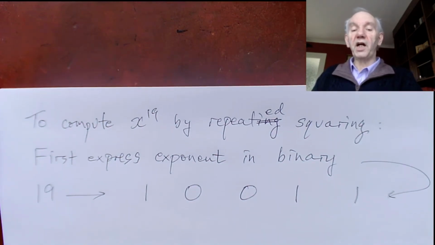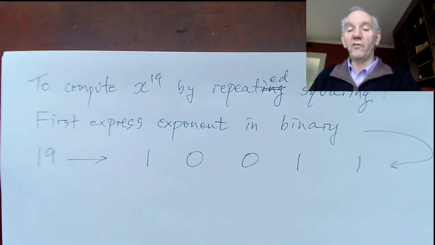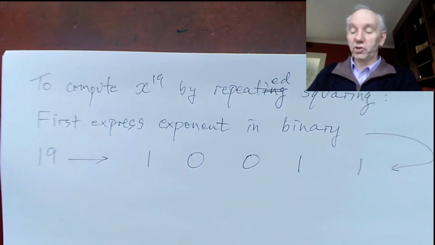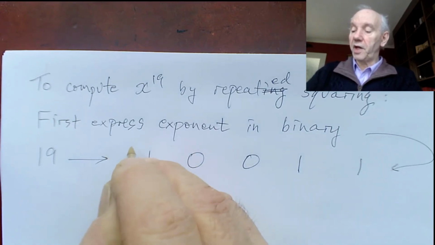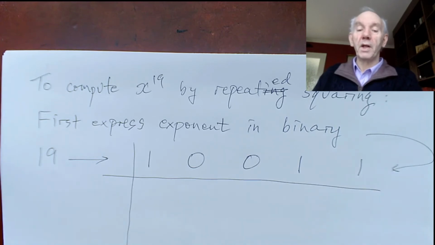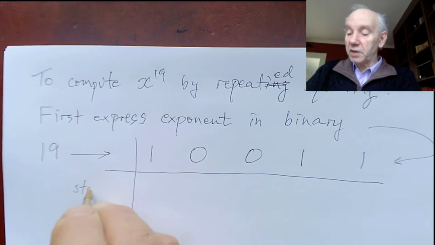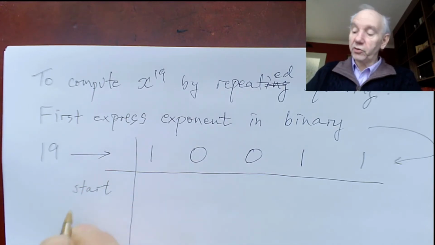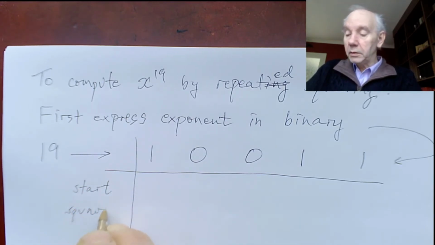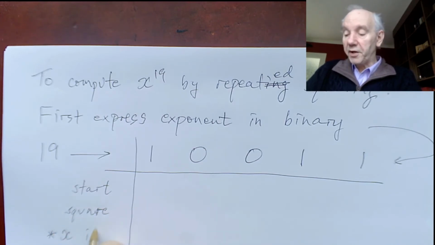Now I'm going to form a table in which those binary digits are the heads of the columns. So I'm going to make this into a table with 3 more rows like this. And I'm going to label the rows, you'll see why in a moment. Start, square, times x. Asterisk always means times x, if there is a 1 at the top of the column.